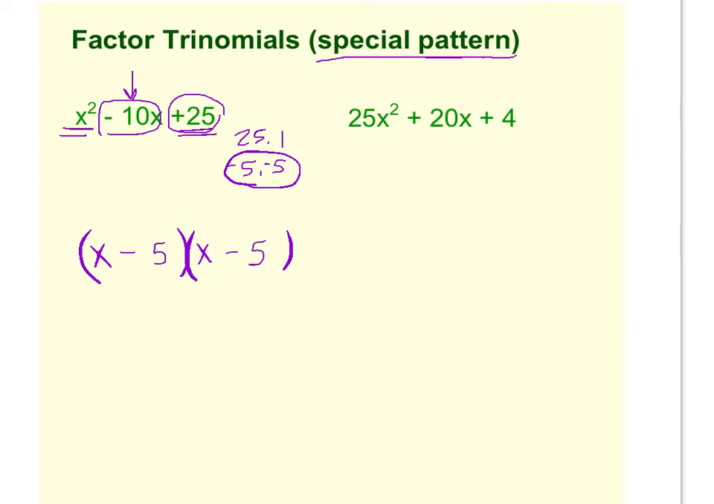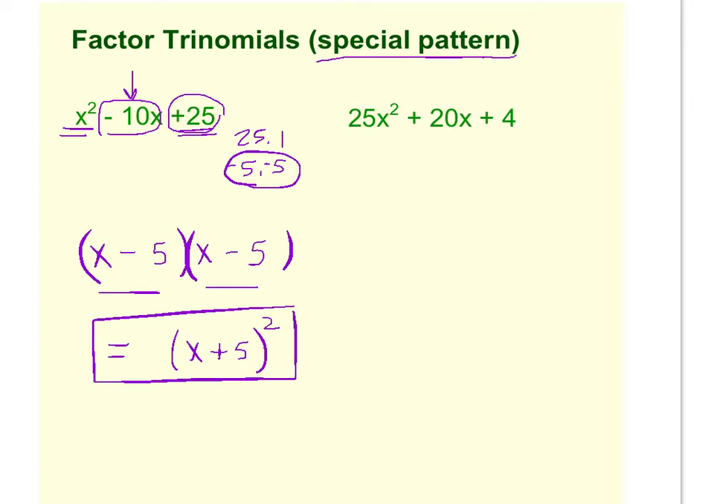And then this is actually called a perfect square trinomial because when we factored it, you notice we have the exact same factors right here. So if that ever happens, just go ahead and take it one step further. We're going to say x minus 5 squared. That one is done.